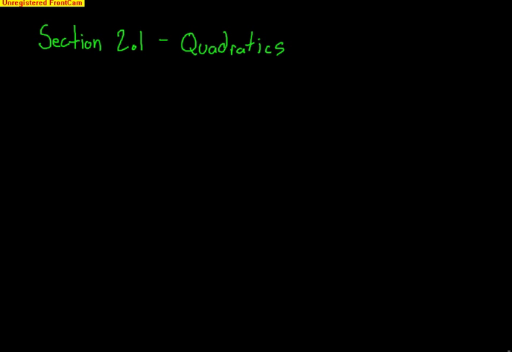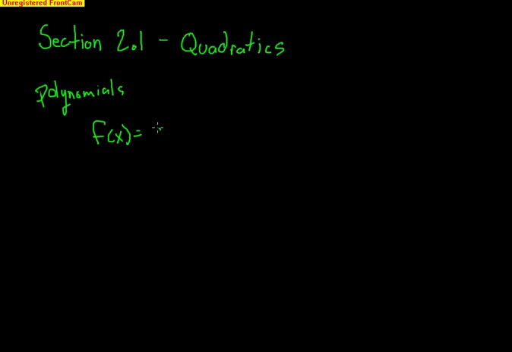Alright, pre-calculus, here we are. This is section 2.1 over quadratics. The entire chapter 2 is over what we call polynomials, and polynomials are fairly easy to work with. Polynomials are functions, they're continuous functions. The domain is all numbers, negative infinity to infinity, so that makes it easy.